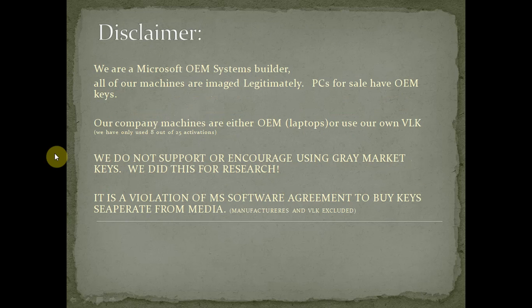No way. Now, before I continue, we are a Microsoft OEM systems builder, so everything we do here is legitimate. And all of our keys are legitimate. Anything we sell has an OEM license.